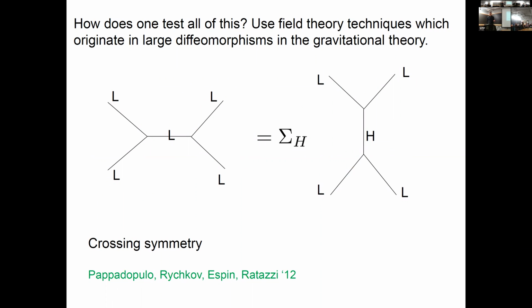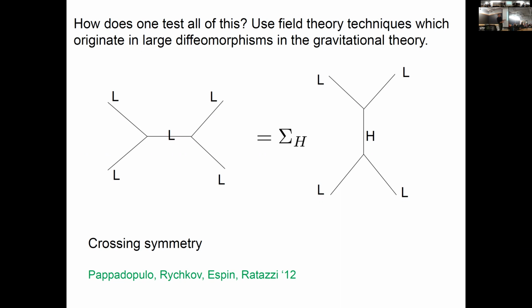So how do you test all of this? So one thing that you can do is to try to use standard field theory techniques. And it's interesting to notice that these field theory techniques all originate in some sense in large diffeomorphisms in the gravitational theory. So they're really part of the low energy physics, they're just large diffeos. Because crossing symmetry is, for example, in a particular kinematic regime this statement here. A 4-point function in one channel that's, for example, dominated by a light operator, in the dual channel will be given by a sum over lots and lots of heavy states. This is just crossing symmetry.